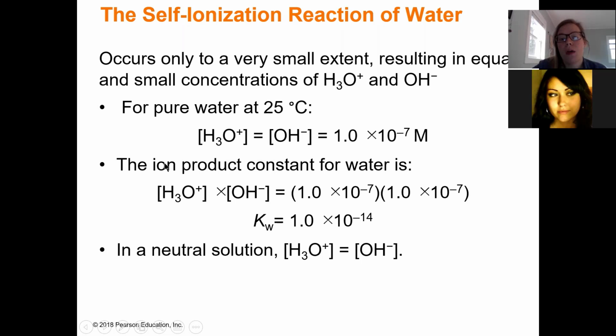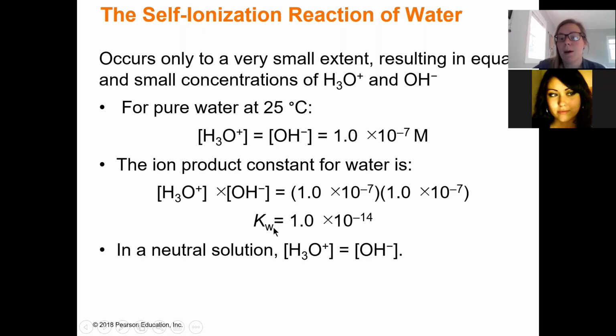There's this thing called the Kw constant, which says that if I take the concentration of H3O plus and multiply it by the OH minus, it will always equal 1.0 times 10 to the negative 14th. For pure water, it's 1.0 times 10 to the negative 7, the concentration of both of these, times 1.0 times 10 to the negative 7. These two multiplied by each other give us this number.